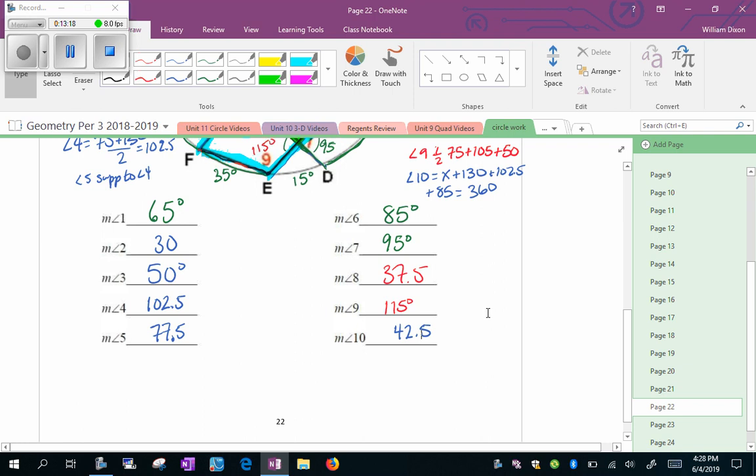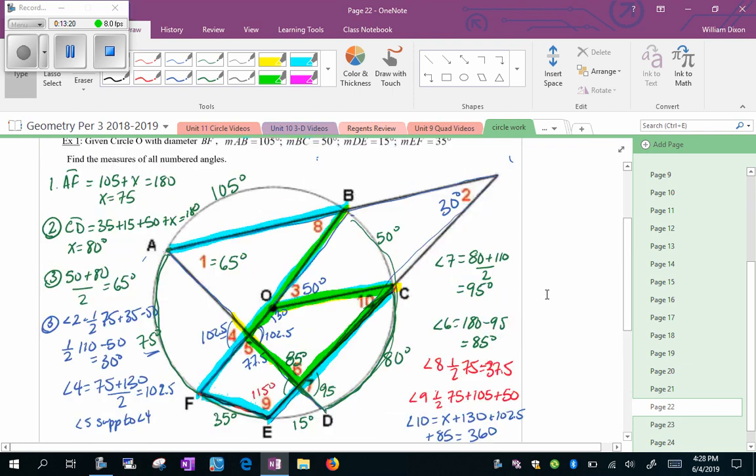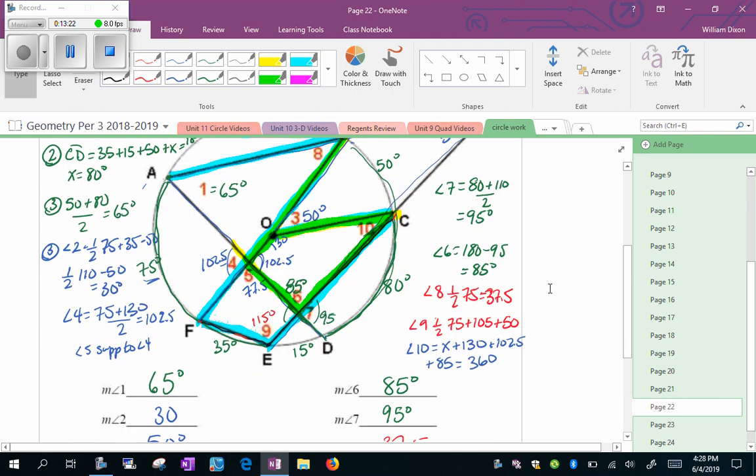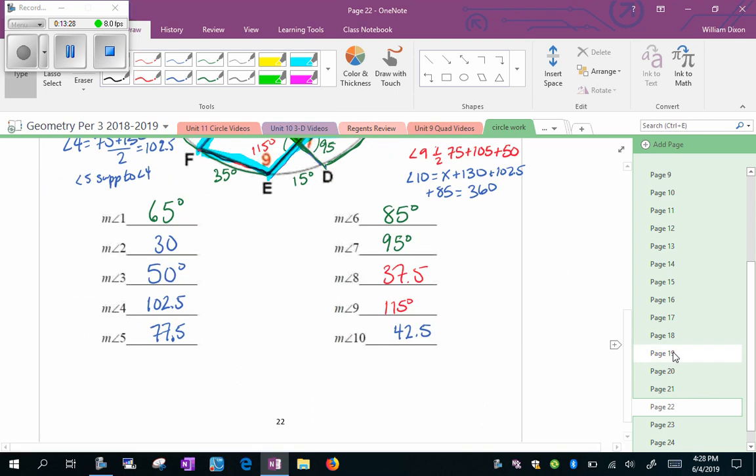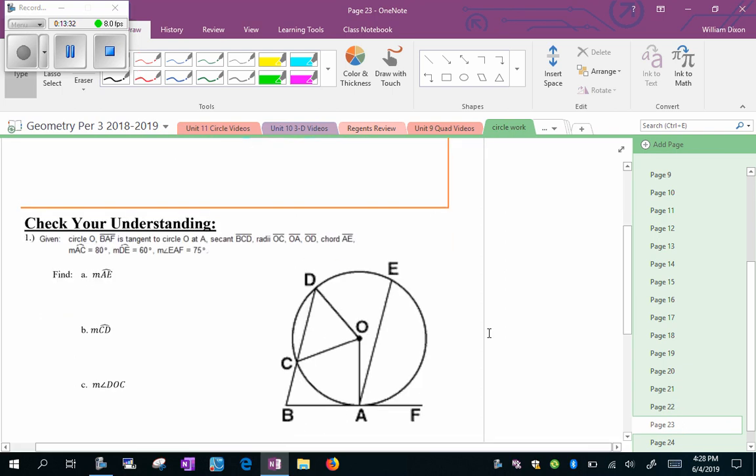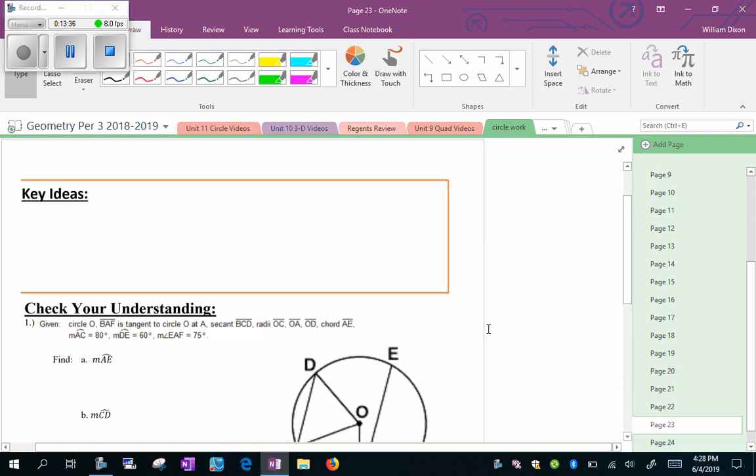All right, cool. So this was a little messy. That's because of all the different measurements that we have to find and all the different highlighting. What I want you to do is take your time with this video, and then go back and make sure that you're using your highlighter when you're doing your check your understanding and you're finding the different measurements for that circle. And also write down some key ideas.